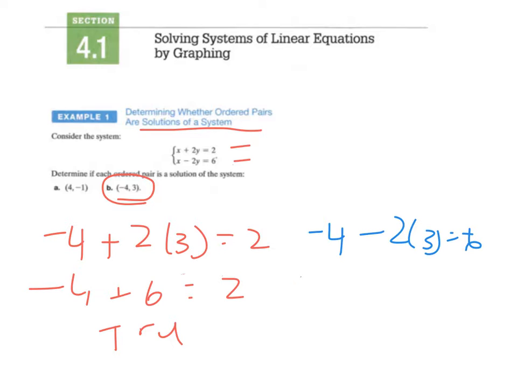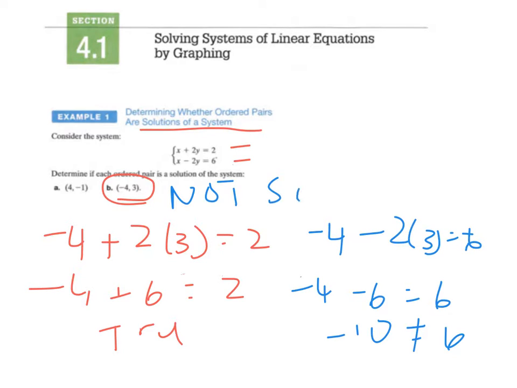And if I go -4 minus 6 equals 6, I get -10. This one's not true. And since this one is not true, this is not a solution. So it must meet both equations, not just one of them, to be a solution. And in this case, the second one is not. The first one is, yes, it is a solution.